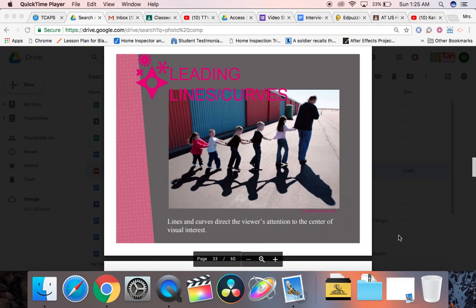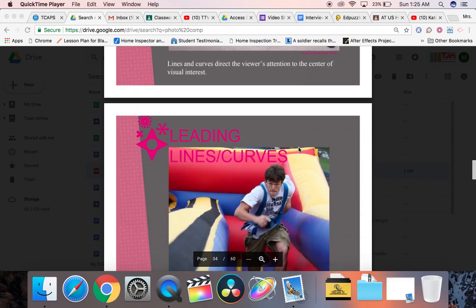But this is definitely a fun photo for a lot of reasons. There's a line and a curve. There's also a shadow, so we've got repetition. We've got repetition with the holding of the hands. There's a ton of things going on here that make this a cool picture.